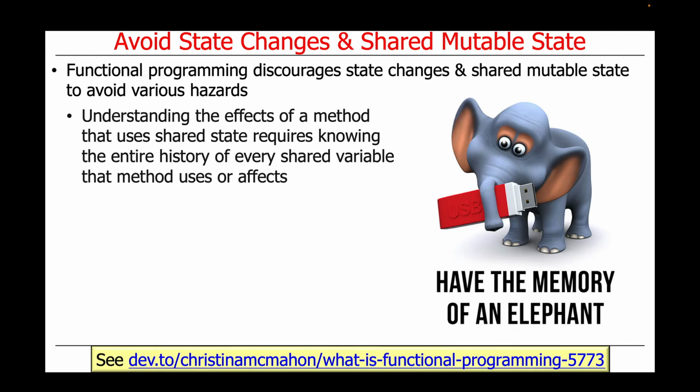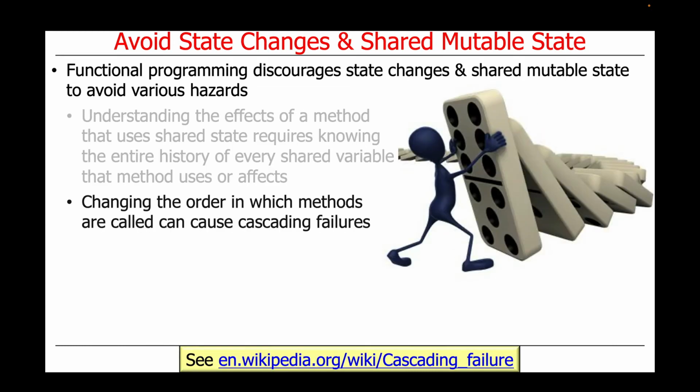One of the hazards of using shared mutable state is that understanding the effects of a method that uses shared state requires knowing the entire history of every shared variable that method uses or affects, which can quickly become tedious and error-prone in a complex program. Another hazard of using shared mutable state is that changing the order in which methods are called can cause cascading failures because you have dependencies on ordering, which is also very tedious and error-prone to detect and to remedy.